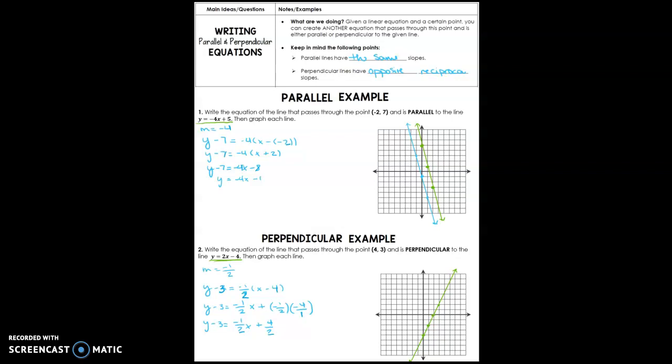And I know what 4 divided by 2 is, so I can simplify this to be y minus 3 equals negative 1/2 x plus 2. Alright, so now I'm going to add 3 to both sides, and when I do that, I get negative 1/2 x plus 5. And now I'm going to graph this. My intercept is at 5, so I'm going to go here, and then down 1 over 2. Down 1 over 2, graph my line, and it does look to be perpendicular, so I know I did it correctly.